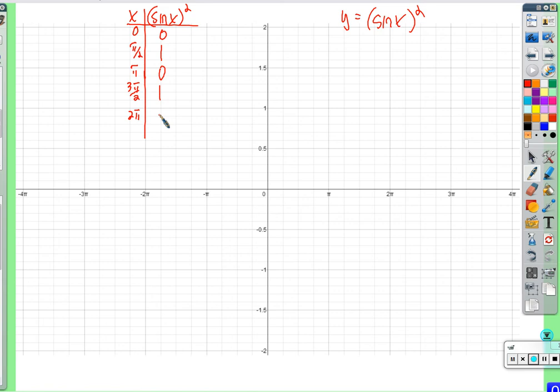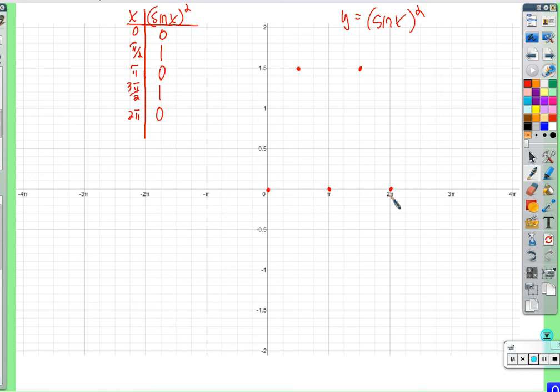That's pretty interesting. So we'll never get a negative number out of this, right? No. We're always going to square it. Sine of 2 pi? 0. Square 0, you get 0. Okay, let's not get too crazy yet, but we got 0, 0, pi over 2, 1, pi 0, 3 pi over 2, 1.